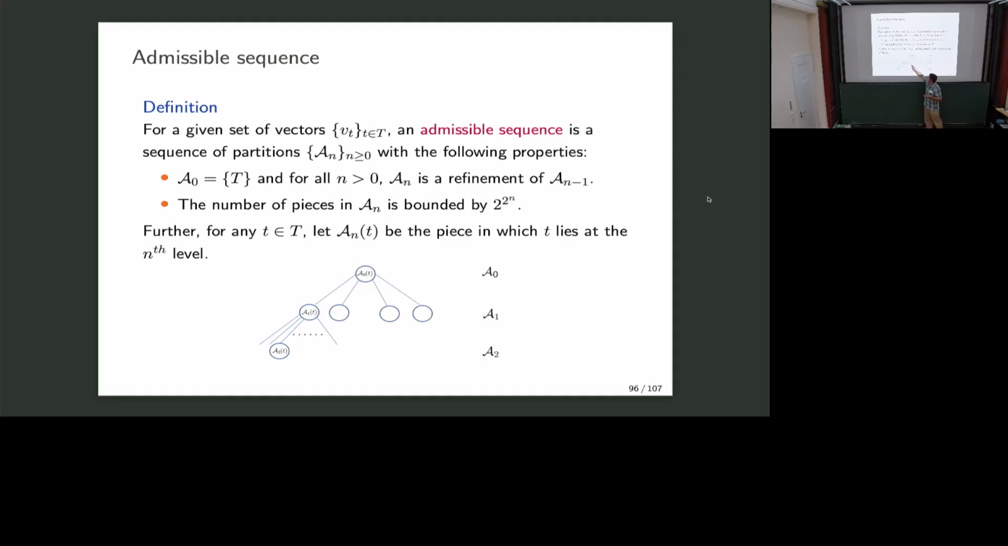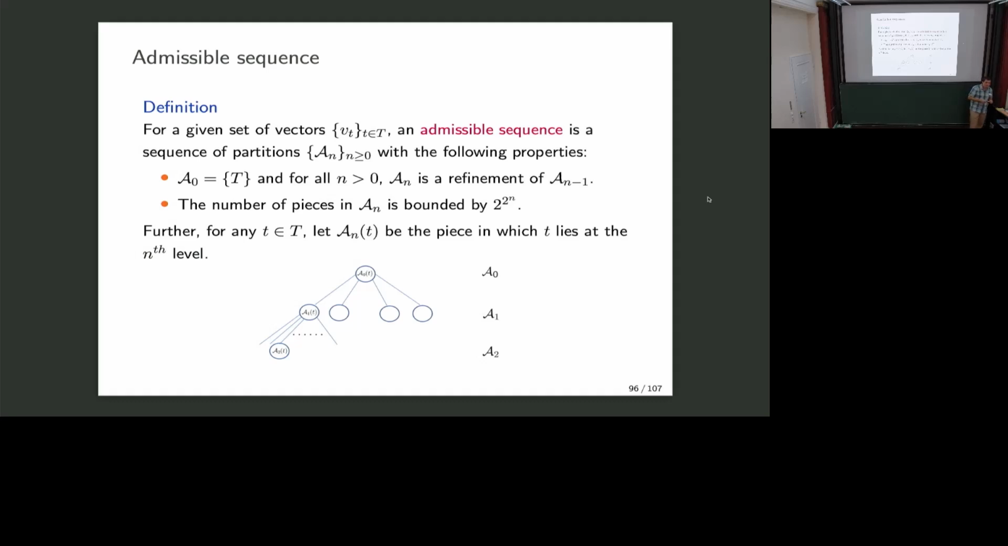So at level 1, the collection of all the points is partitioned into 4 pieces. 2 to the 2 to the 2 is 16, so you'd have a total of 16 pieces. At most 16 pieces down here at level 2. 2 to the 2 to the 3, you have 256 pieces down at level 3, so on and so forth. A collection of successive refinements, partitions like this, is an admissible sequence.